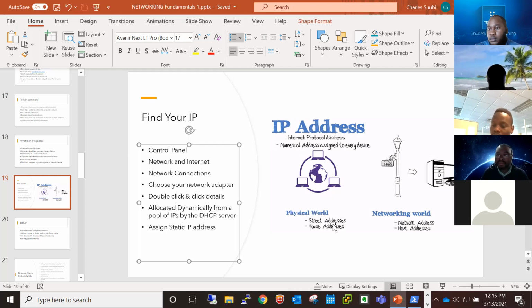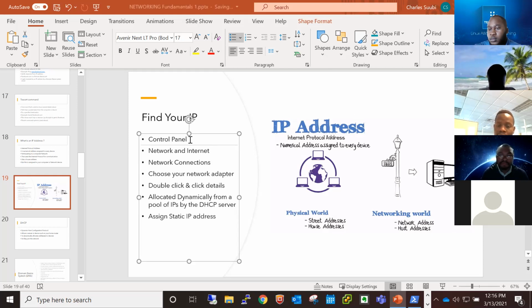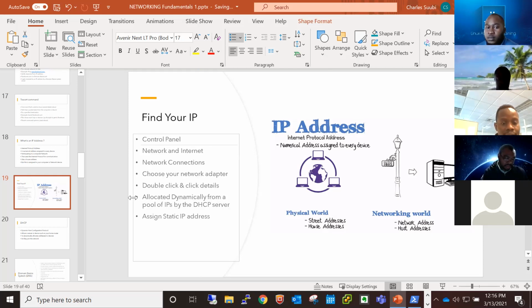So in the physical world, we do have street addresses and we do have house addresses. In the networking world, we do have network addresses and host addresses. So we're going to do a quick demo. Can you guys have your Windows machines up? I need you guys to access the control panel. We're going to go to where we can configure our IP addresses to be static.